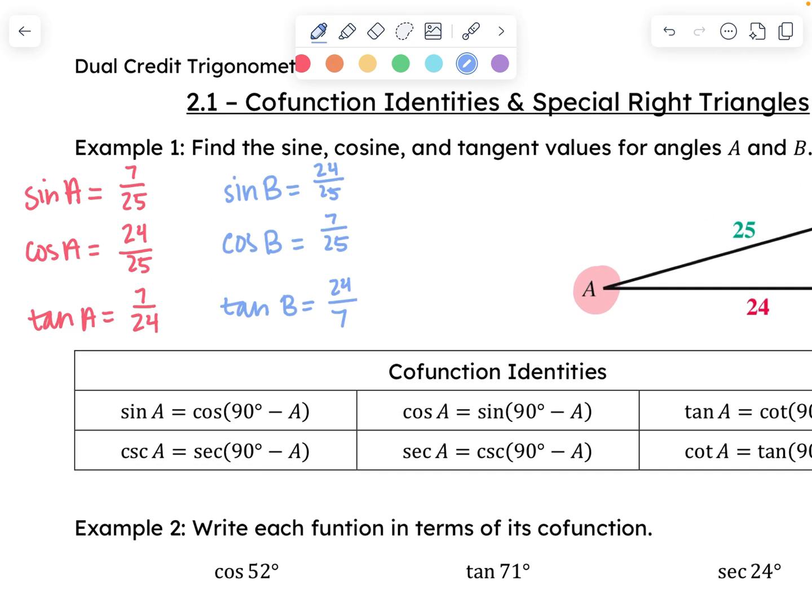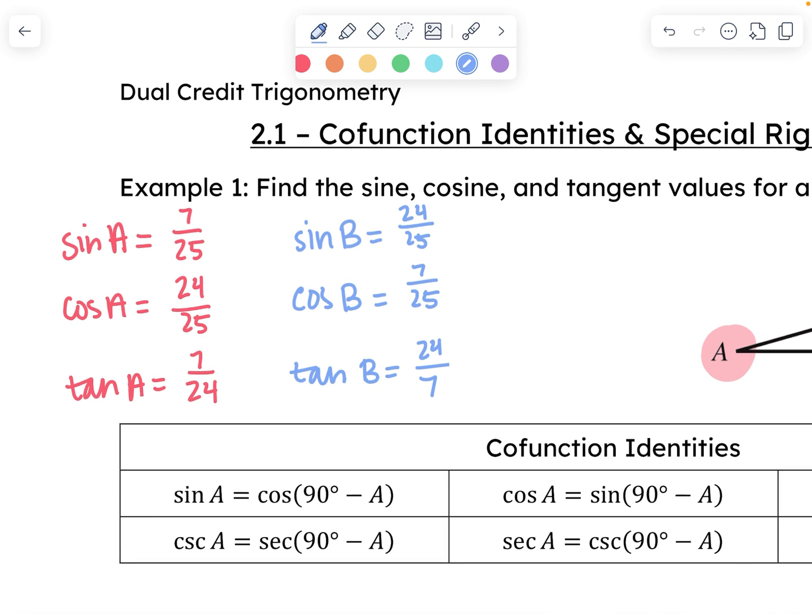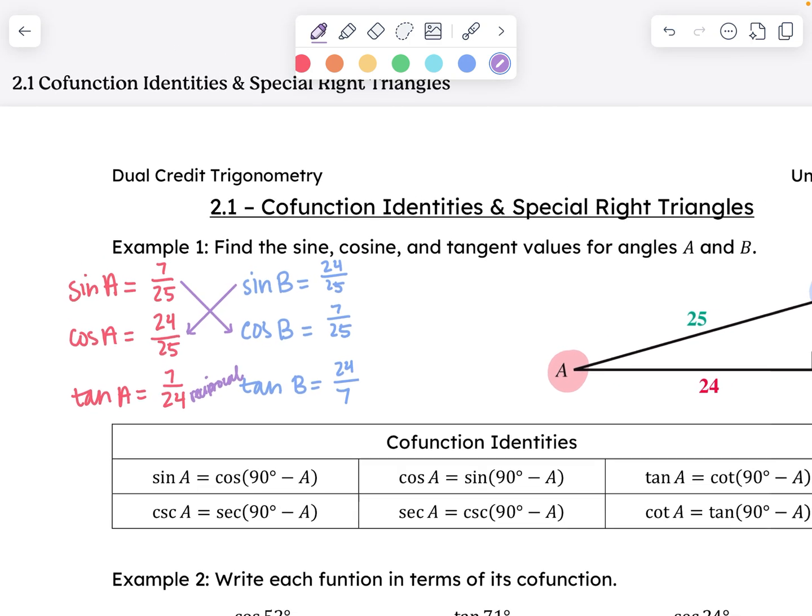Now let's talk about these and see if there's any similarities or differences, any patterns, anything you notice here. You may have noticed that your sine from A is now your cosine for B. Your sine from B is now your cosine from A. So those kind of switched places there. And then your tangents literally just flipped the fraction, which remember we call reciprocals. So your tangent of A is the reciprocal of tangent B. These relationships are not just a coincidence. So that brings us to our cofunction identities.